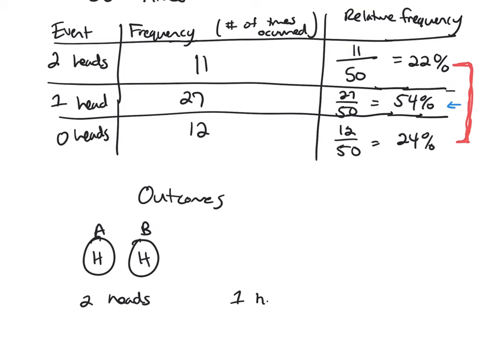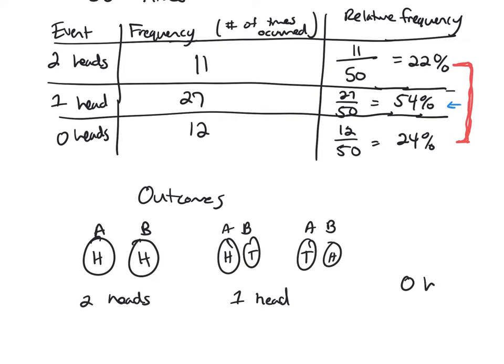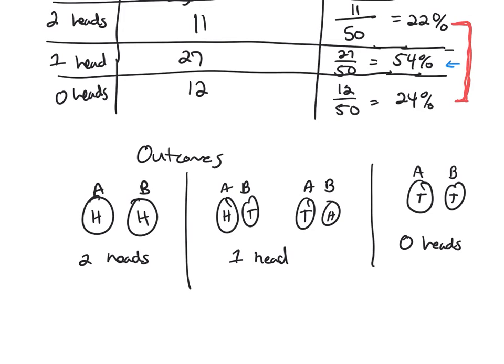But to get 1 head, there are 2 ways I could do that. Either A is heads and B is tails, or A is tails and B is heads. And to get 0 heads, there's one way to do that. They both come up tails. So, in actuality, there are 4 different outcomes you can get here, not 3.